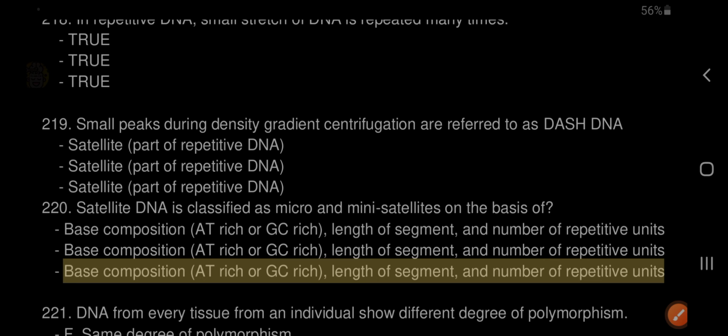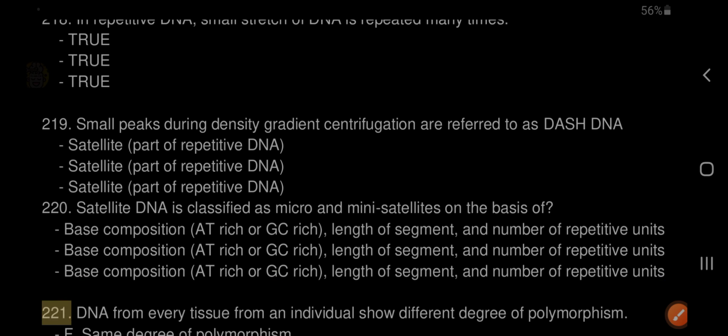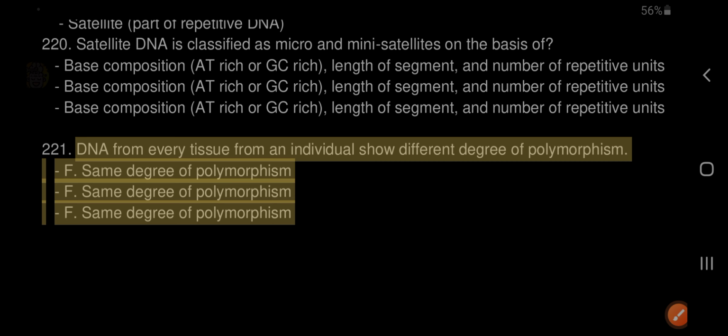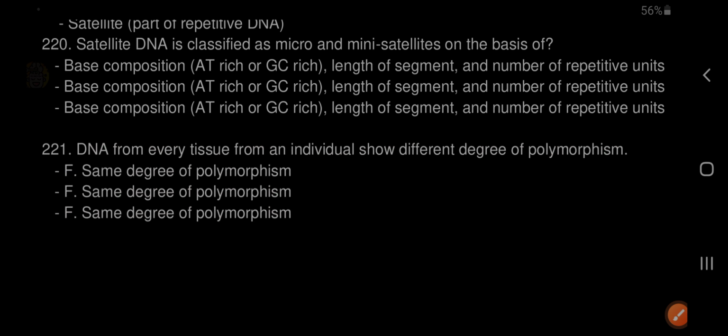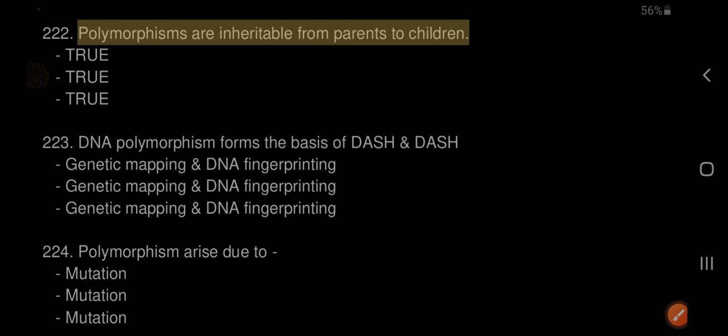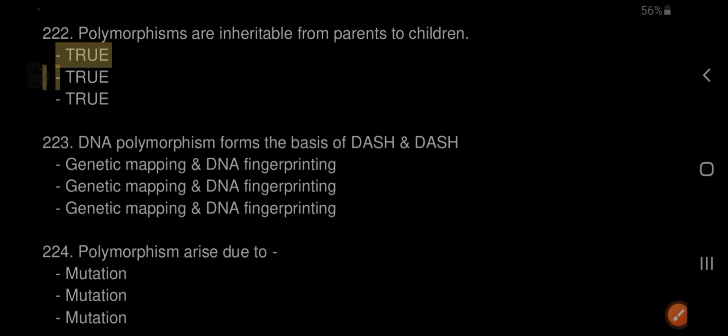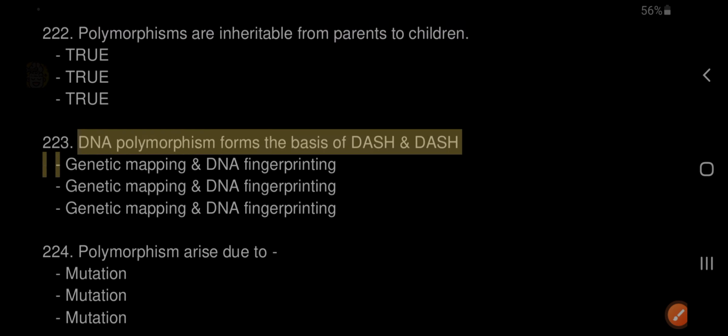221. DNA from every tissue from an individual shows different degree of polymorphism. False. Same degree of polymorphism. 222. Polymorphisms are inheritable from parents to children. True. 223. DNA polymorphism forms the basis of dash and dash.